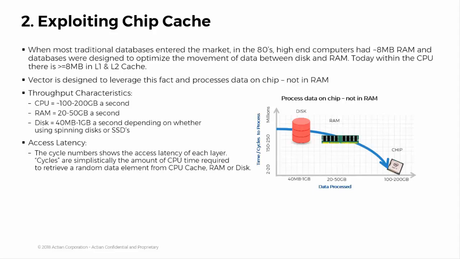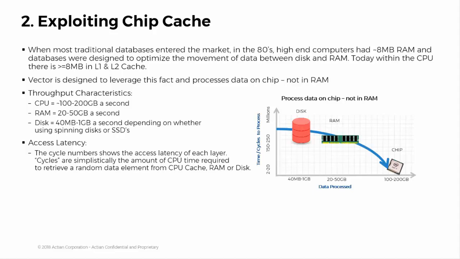So that's important, right? And then if we look at the x-axis, what we can look at is the amount of data that can be processed in a second. So for disk, it really varies depending on the types of disk you're using, but anything from 40 megs a second to a gig per second. For RAM, it's about 20 to 50 gigs per second. In chip, it's about 100 to 200 gigs per second. So almost an order of magnitude improvement over RAM.